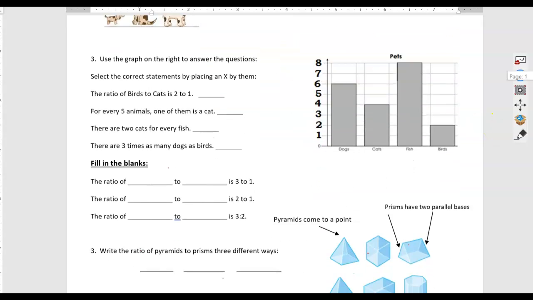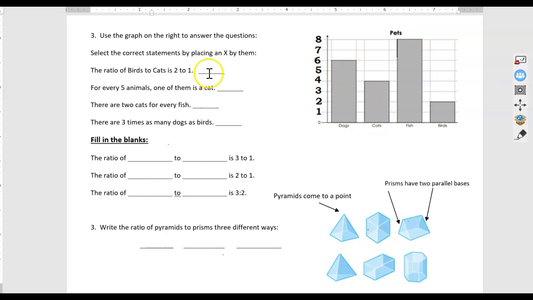And once again, we have our bar graph. We're gathering information from this bar graph to answer number 3 and to fill in the blanks. All of this is together for the bar graph. We'll simply read each one of these.